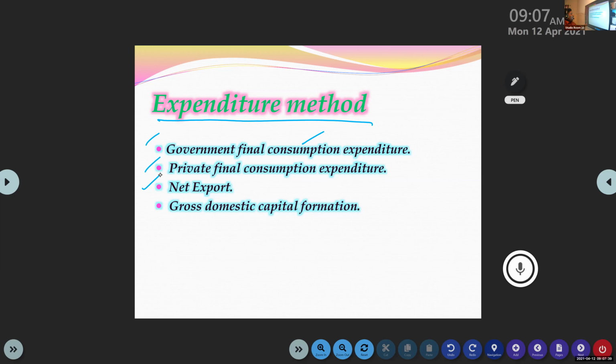Next one, gross domestic capital formation. Capital formation within the country's territory. Gross domestic capital formation, so a stock concept, right? Write down all these four components. Net exports means nothing but the difference between export and import.